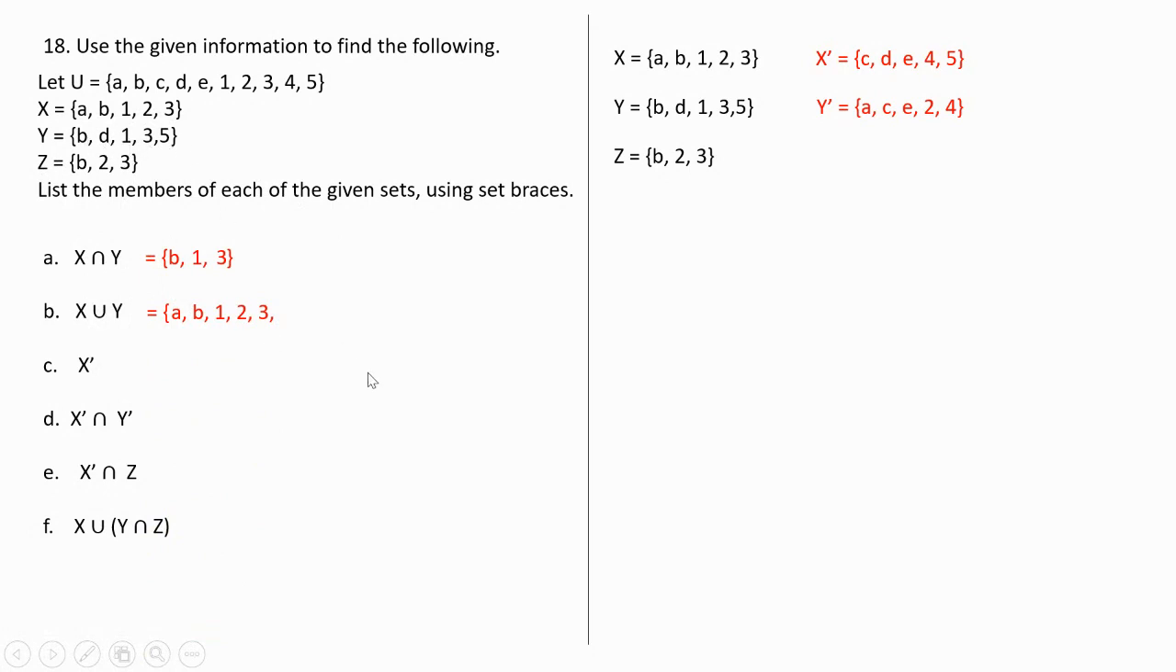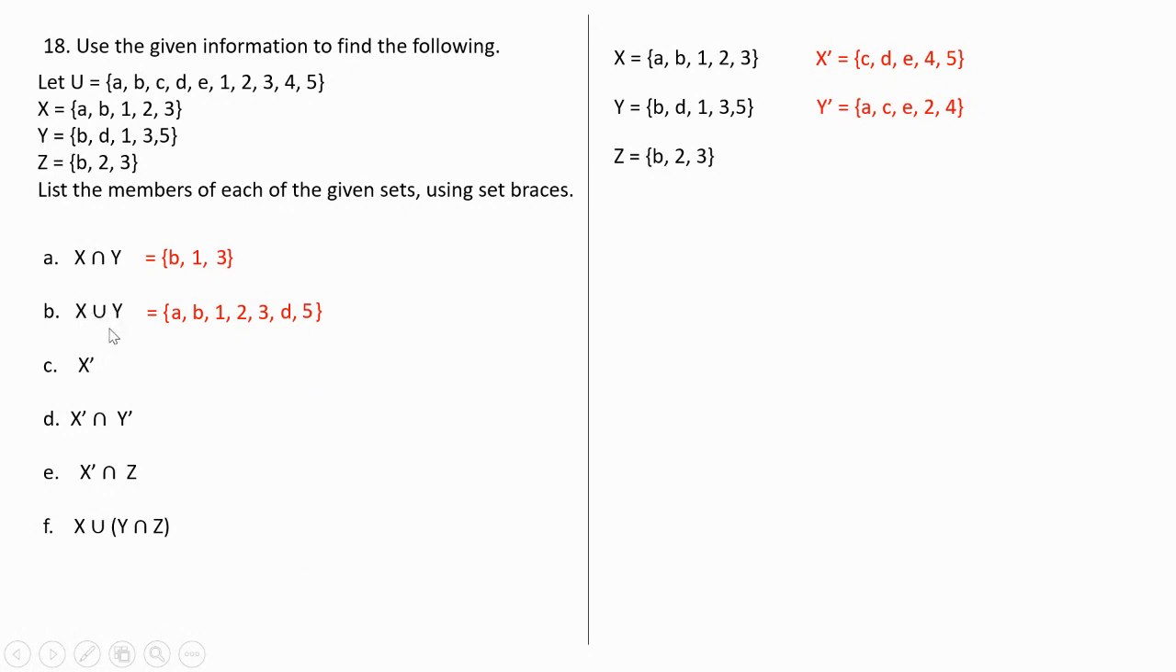So Y is D, B, 1, 3, 5, right? So the D is not here, so that's why I put down D, but the B is here. Since they repeat, I don't put it again. Now let's go to 1. Is a 1 already there? Yes, so we don't put 1. How about 3? Is 3 already there? Yes, so we don't put the 3. How about 5? Is 5 already there? No, so we got to put the 5. That's the answer for X union Y, or X or Y.